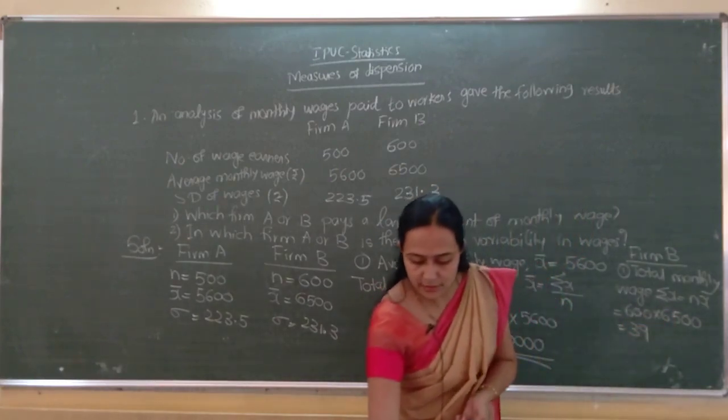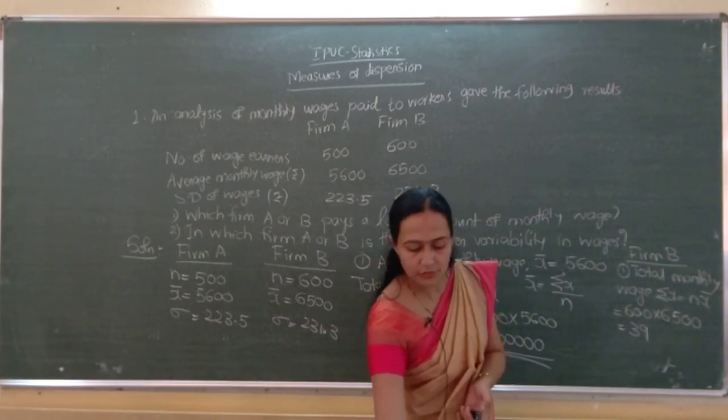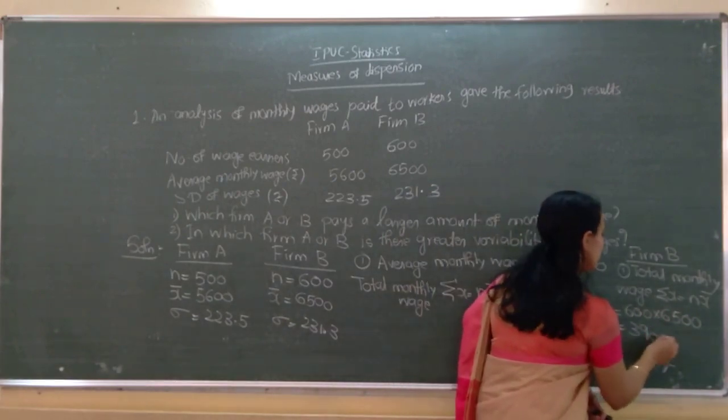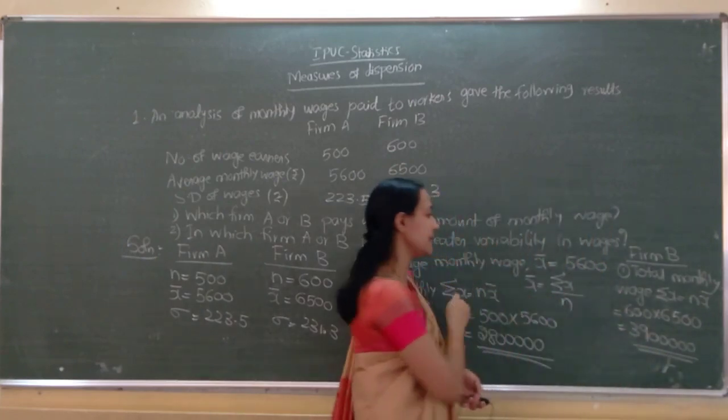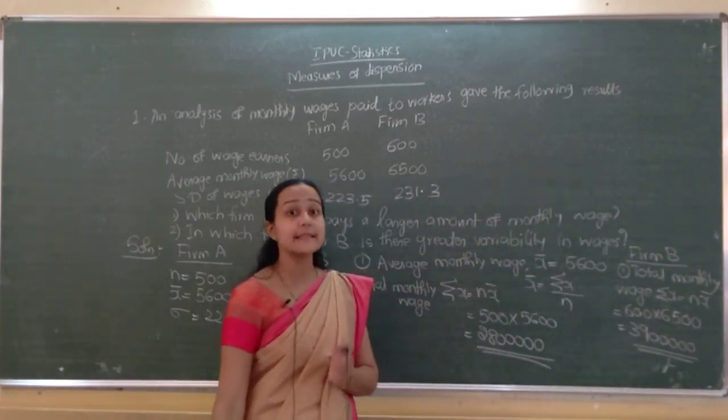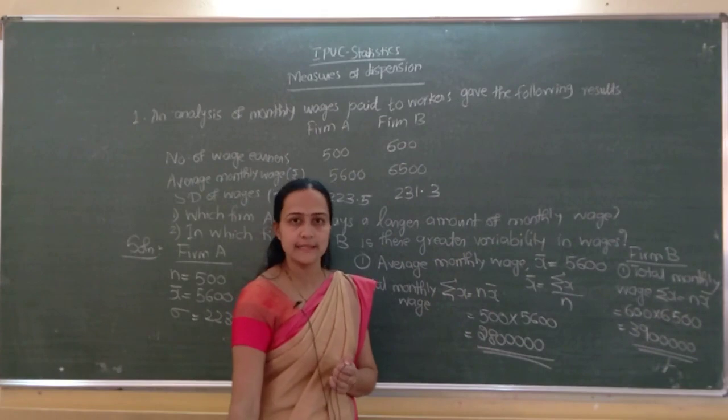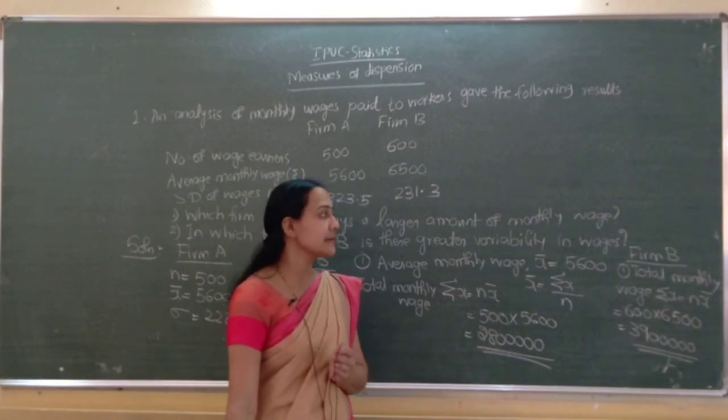Here also 5 zeros it seems. 1, 2, 3, 4, 5. So which one is less? First one or second one? Yes, the second one is more, isn't it? So the second one is more.